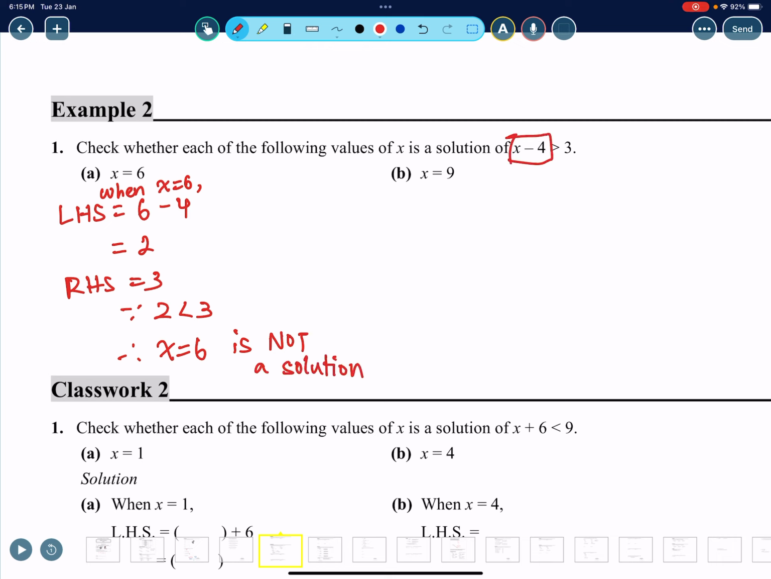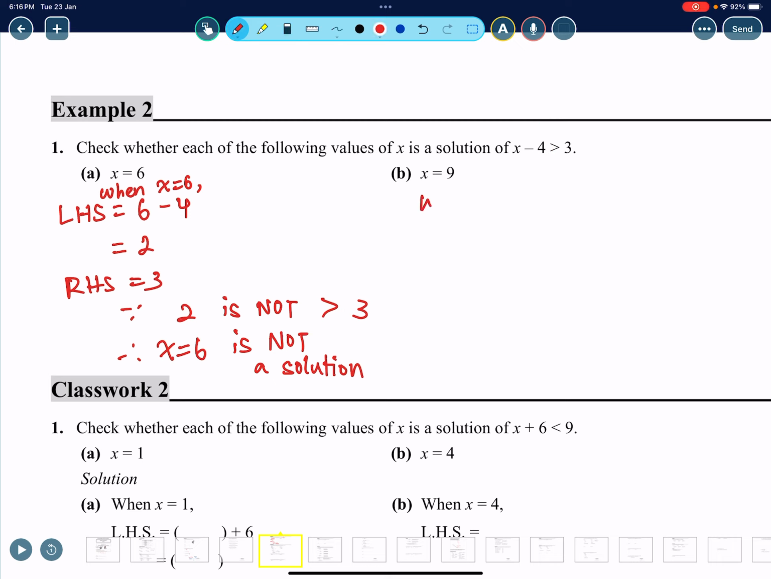Because you calculated this part is 2 and this part is 3. Or you can write here, if 2 is not bigger than 3, therefore it's not a solution. So that one kind of makes more sense. 2 is not greater than 3, huh?